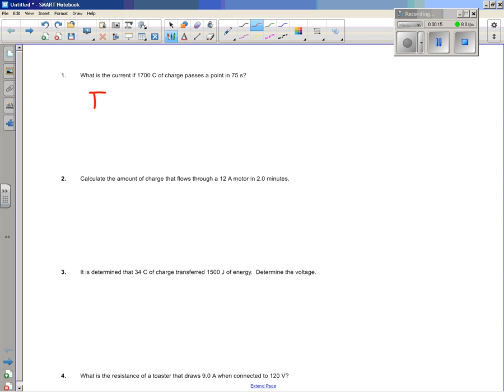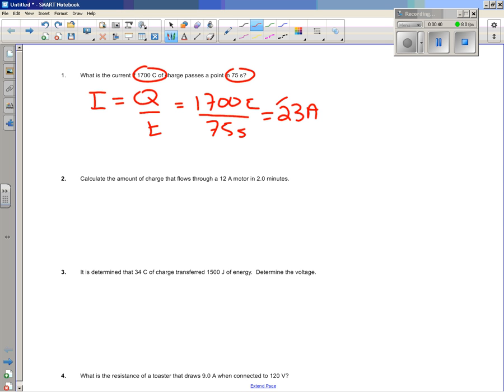Current is I. The formula is equal to charge Q over time T. Charge is in coulombs. Time has to be in seconds. No conversion needed here. That's coulombs over 75 seconds. So let's go 1,700 divided by 75 equals, we'll say 23 amps.